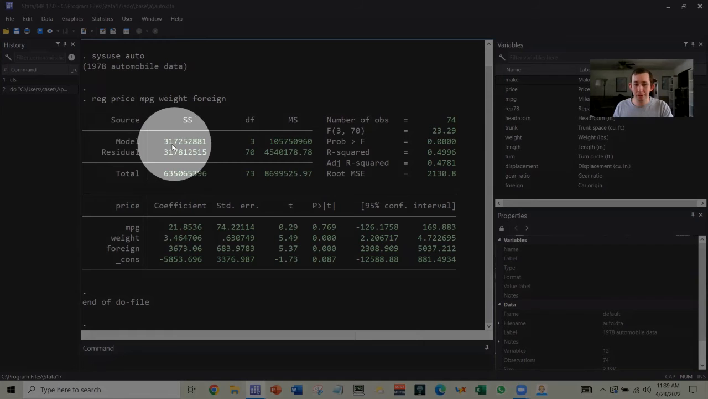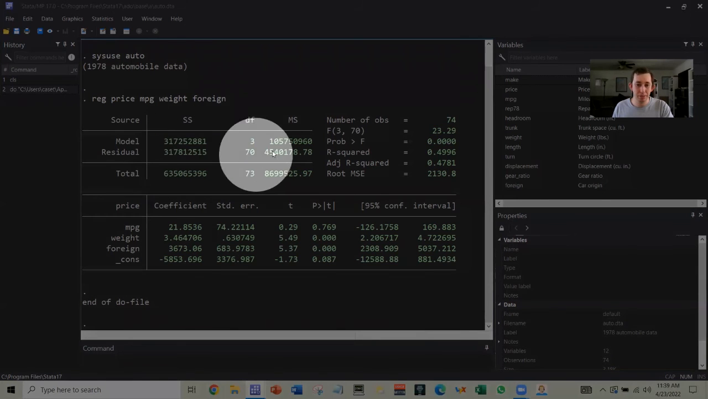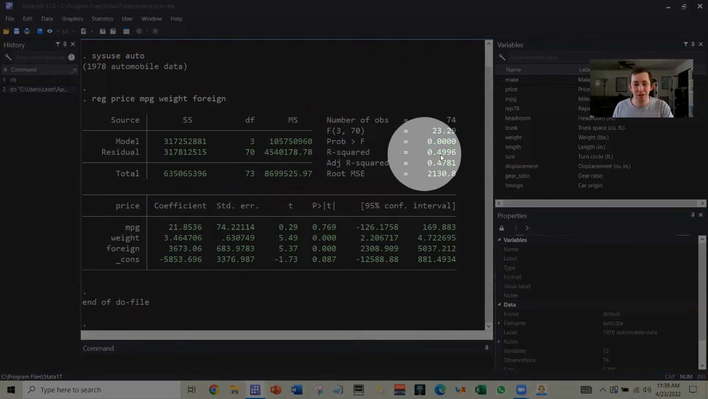Well, we go over to our model and we see it's about half. We have about half in the residual, or half of the variation in price that is not explained, which again, if we're explaining about 50% of the variation just from eyeballing it, we would expect R squared to be about 0.5, and that's exactly what we have.